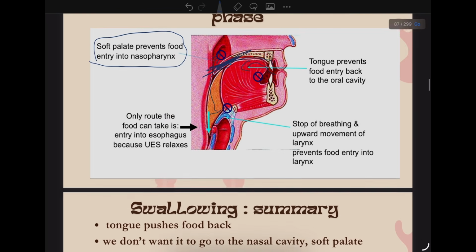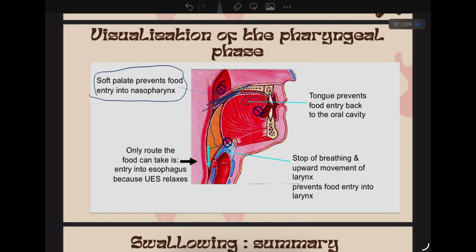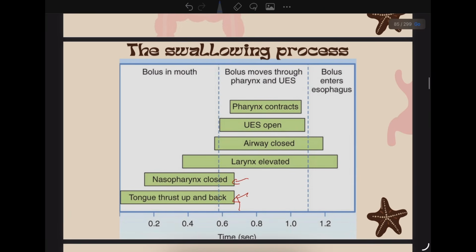So when it goes down, what options does it have? It can either go to the pharynx and into the esophagus, or it can enter the larynx, and that's a big no. We don't want it to do that. So what will happen? The larynx will elevate. The airway will be closed. The upper esophageal sphincter opens to accept the food. Easy. Very easy concept, okay?